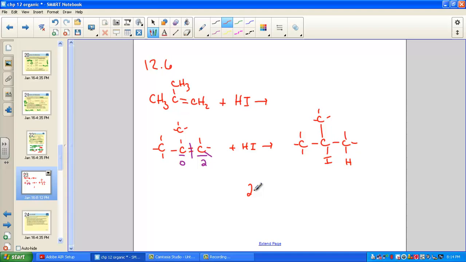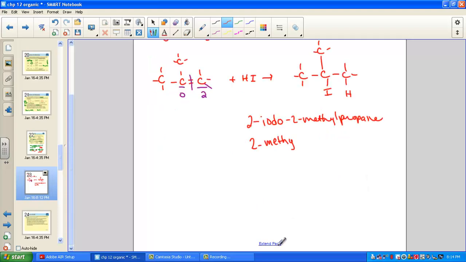At carbon number 2, we have an iodo group, from the term iodine, iodo from this element iodine. And we also have a methyl group at carbon 2. We know that the base word is propane. So in order of priority of the alphabet, we would write this 2-iodo, 2-methyl propane. Shall we try another?